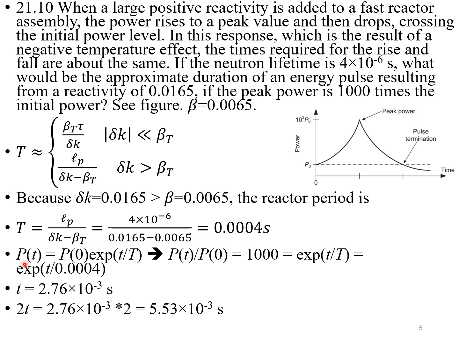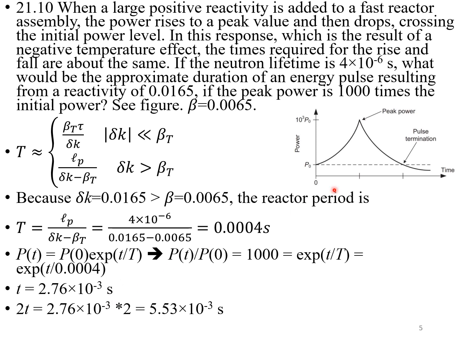Then again, the reactor power is going to increase exponentially, and we move the P0 to the left-hand side. So P_T is 1,000 times the initial power. So the final power P_T over the initial power P0 is equal to 1,000, which equals the exponential function of t over 0.0004, which was calculated here. Now we solve this equation, and we get t equal to 2.76 times 10 to negative 3 seconds.